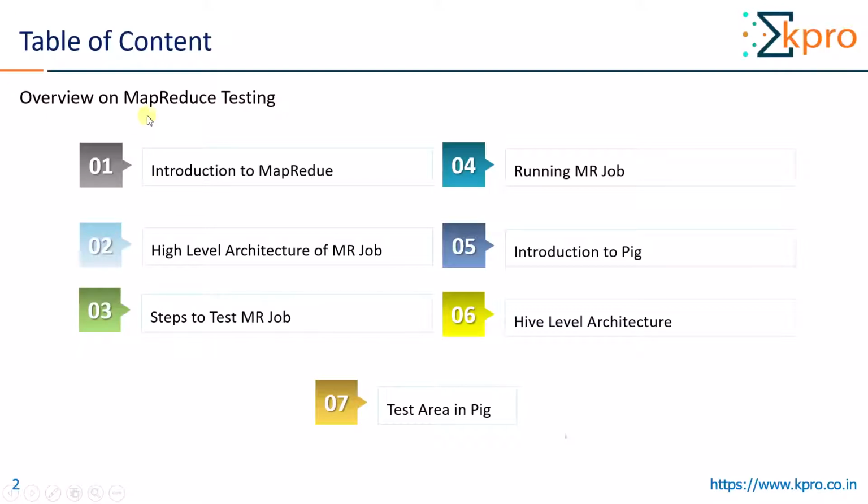This is going to be the agenda for today's session. In the beginning, I will be introducing MapReduce. Then we will see high-level architecture of MR job, that is MapReduce job. Then we will see steps to test MR job, then running MR job, introduction to Pig, high-level architecture of Pig, and finally we will see test area in Pig.